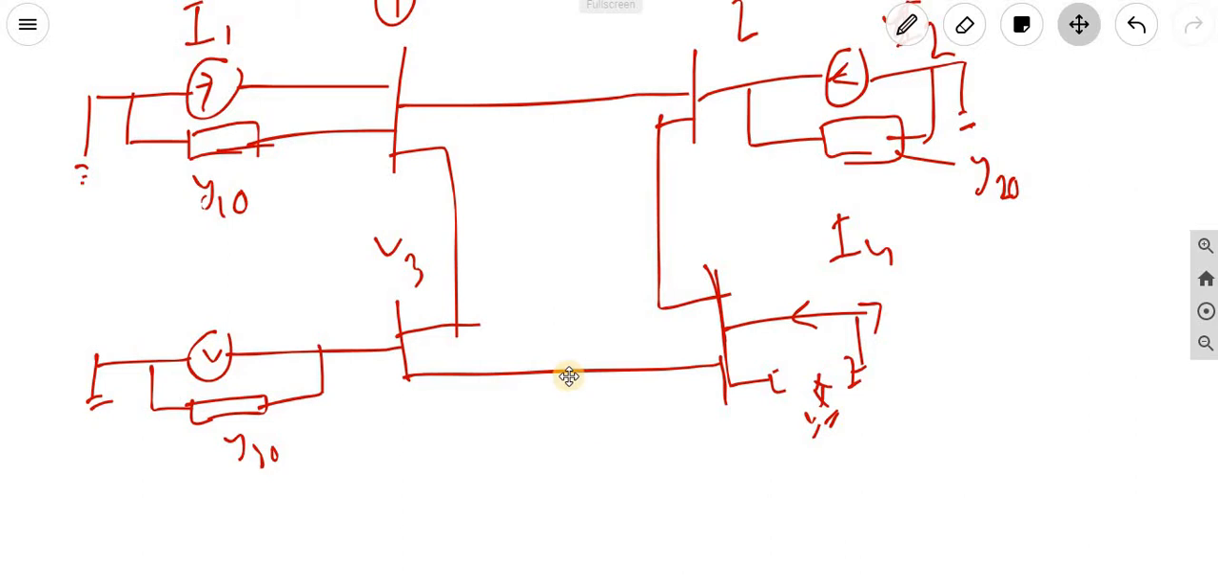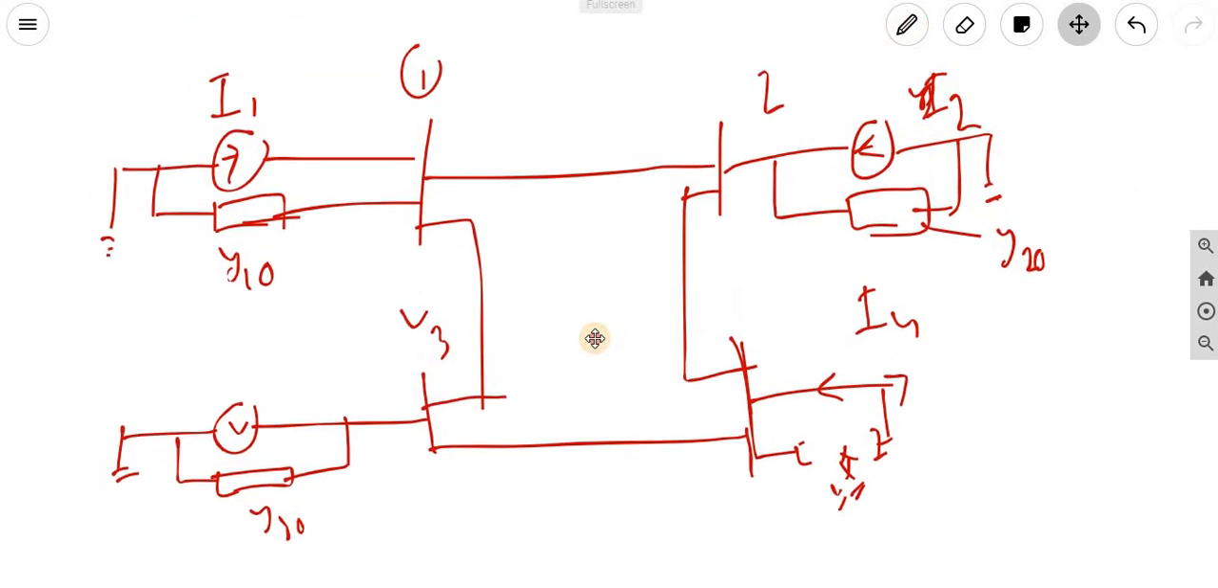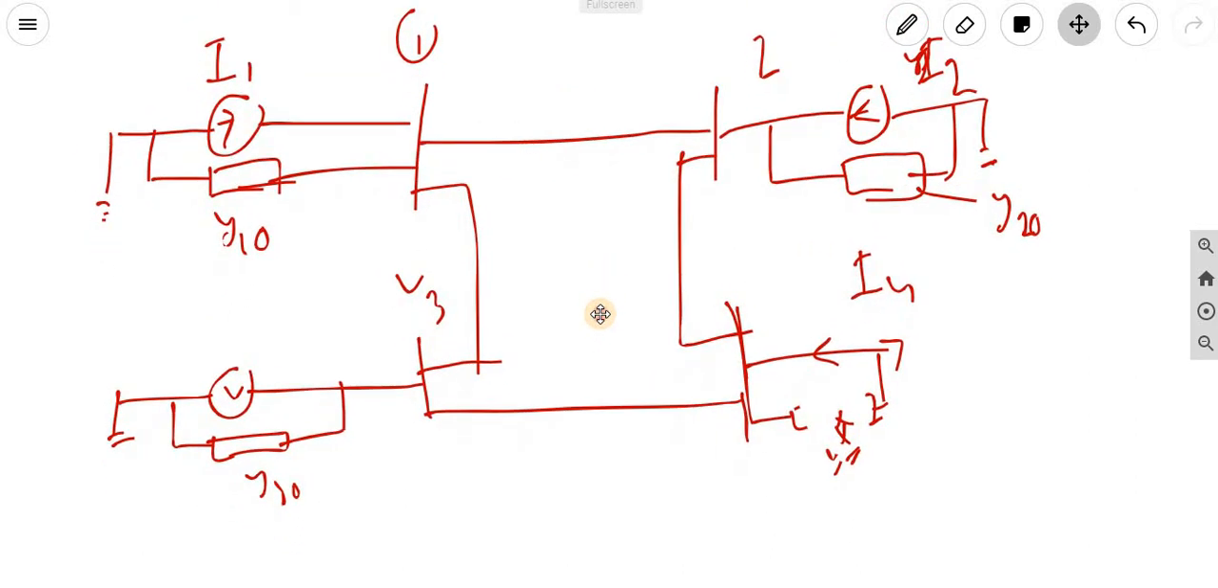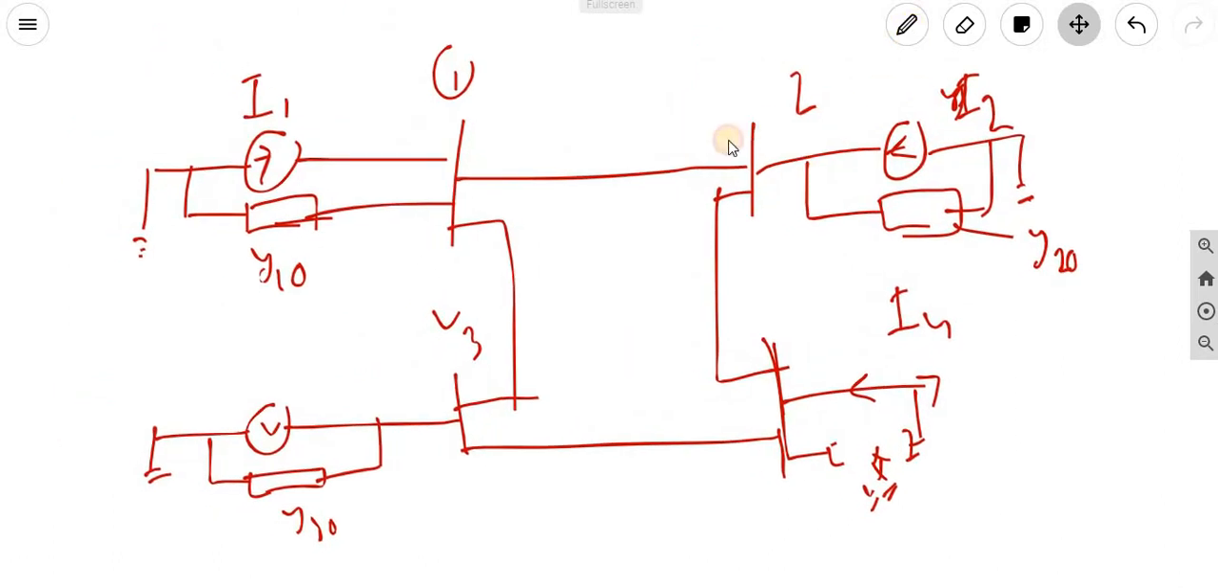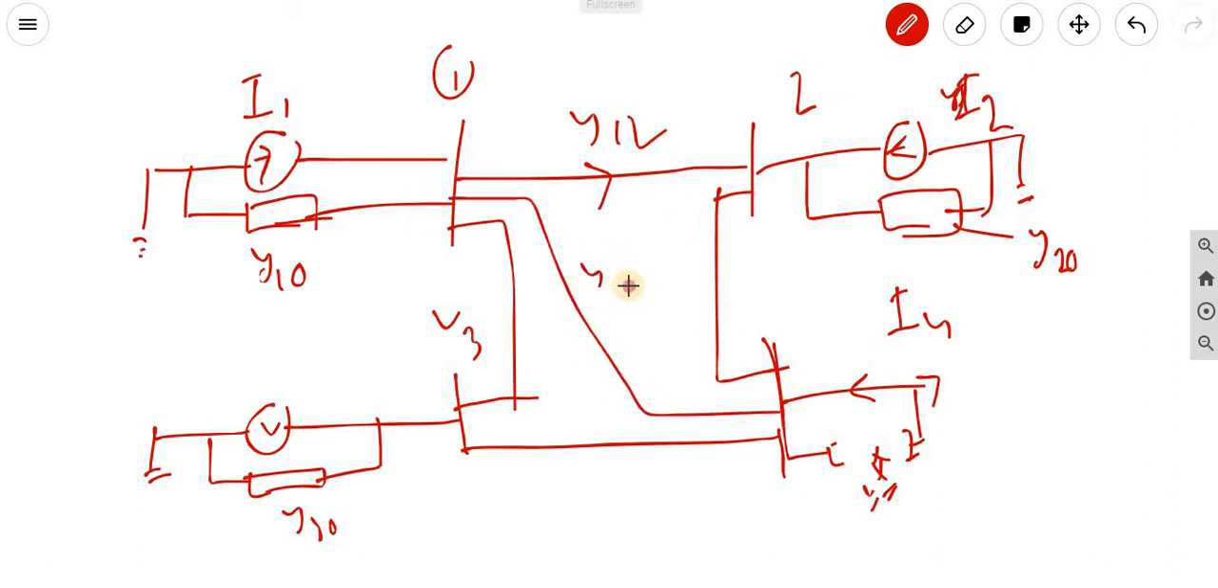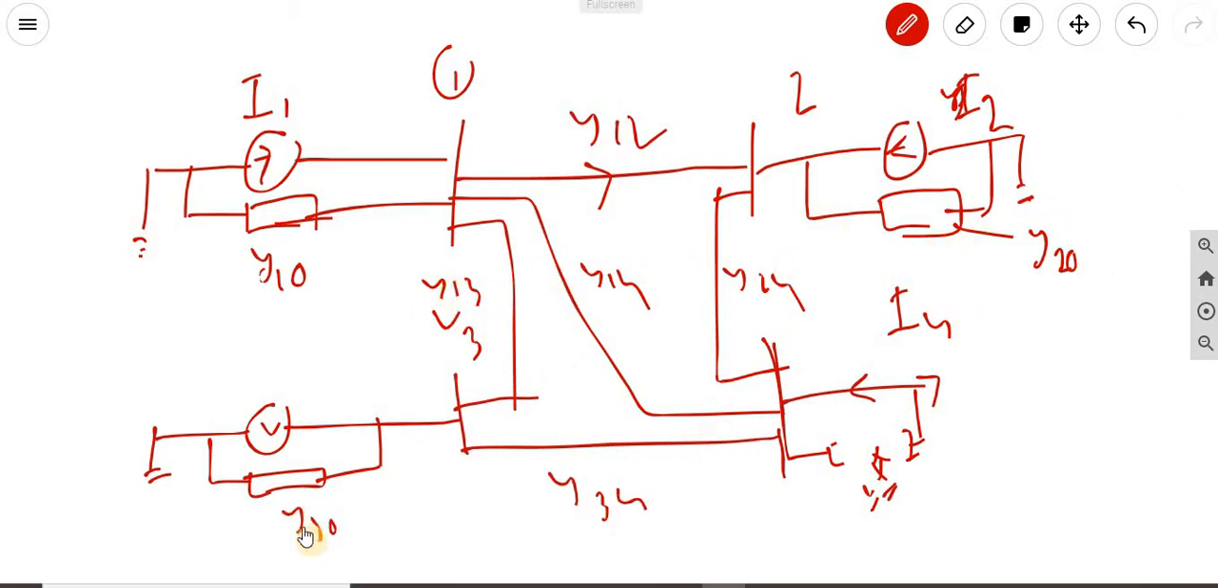Now we are interested in the Ybus. For this network, what did we get? The line admittances are 1 by 12, 1 by 14, 2 by 24, 13 and 34, and this is Y30.